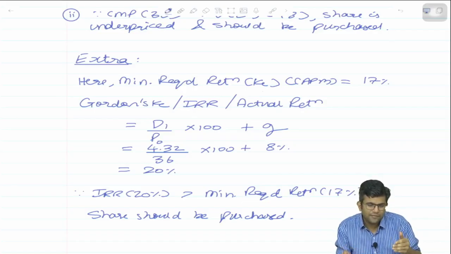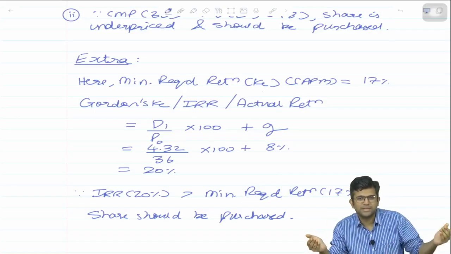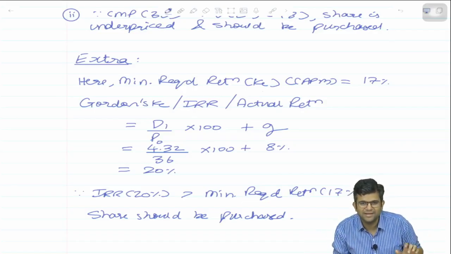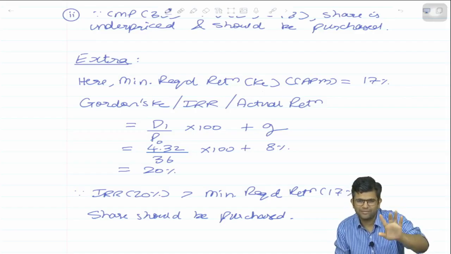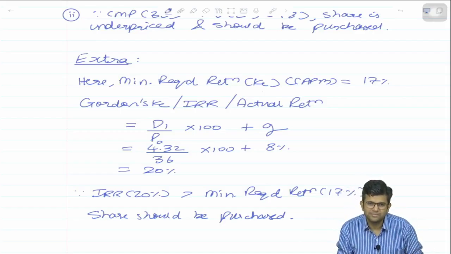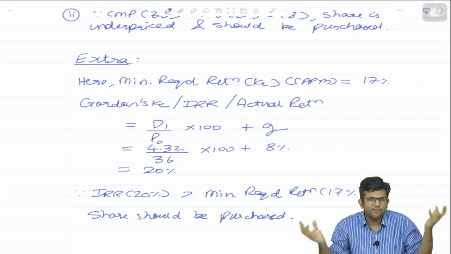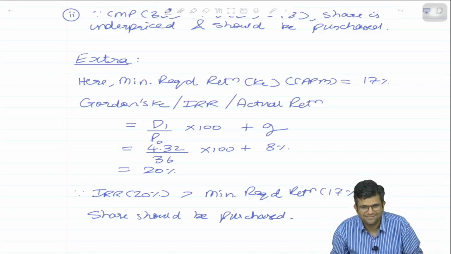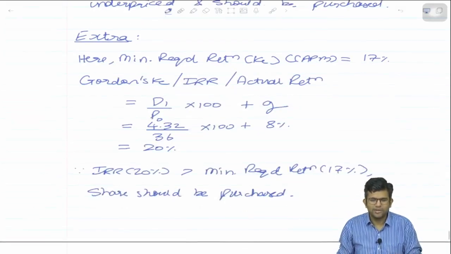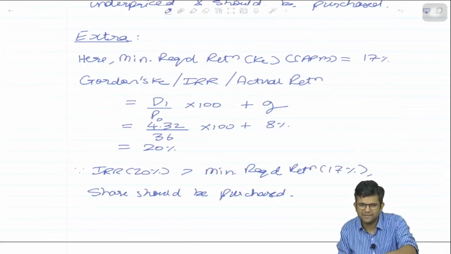Both are different, and if Gordon's KE is more than CAPM KE, did you understand that you should buy the share? Because Gordon's KE is what you will get, CAPM KE is what you want. Am I making sense? All understood? They are not two variants of the same concept. They are two different concepts. Correct? Okay, copy this. You want to copy this? This is extra anyways.